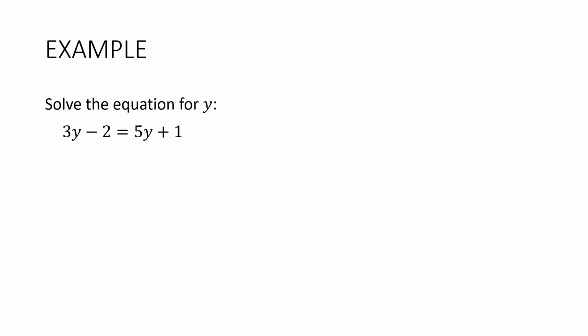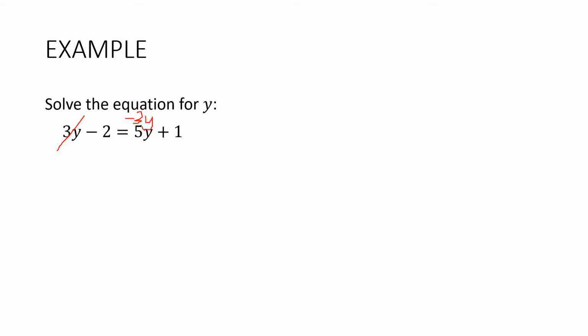Let's solve this equation for y. 3y take away 2 is equal to 5y plus 1. Now the least amount of y is the 3y. This is plus 3y, so it's going to come over as minus 3y. So let's do this step first. Minus 3y.